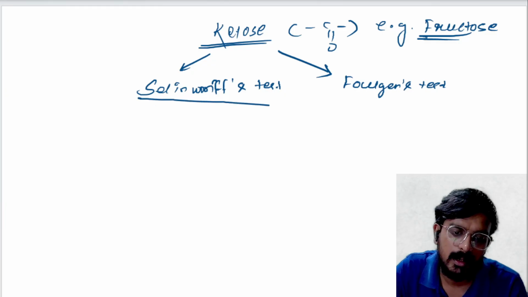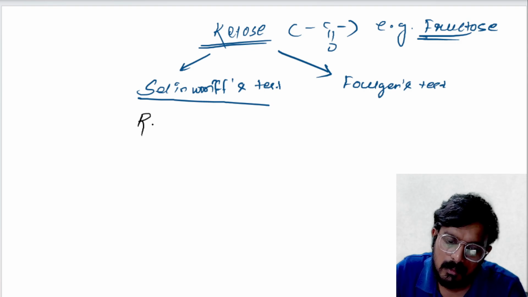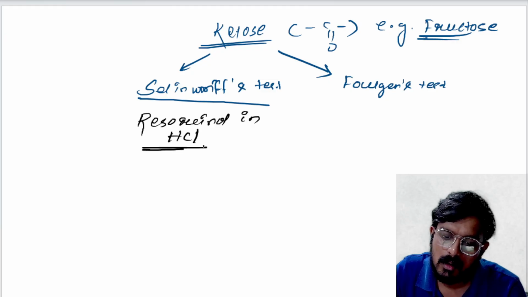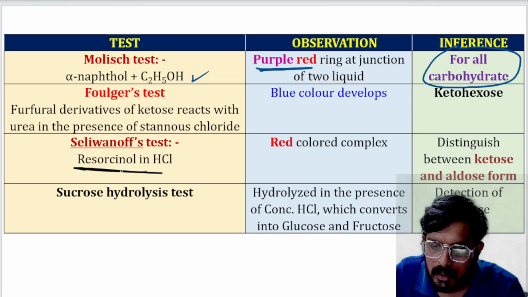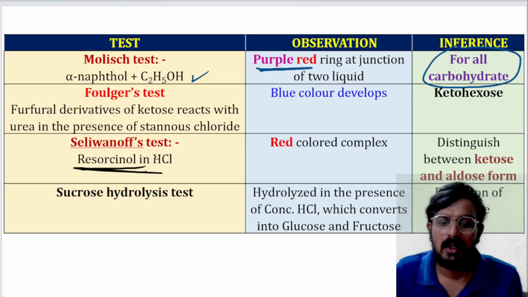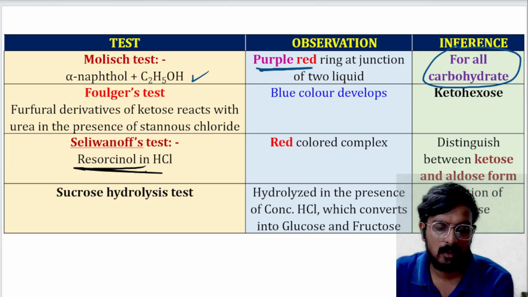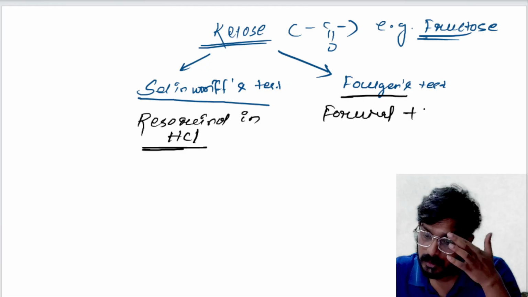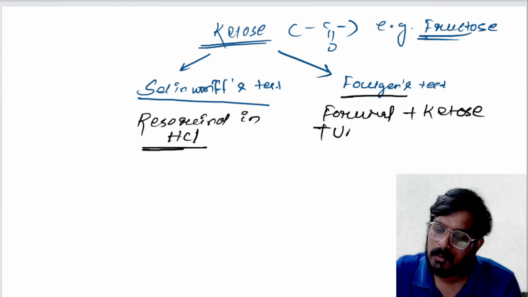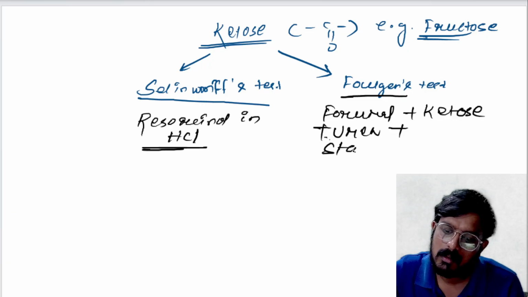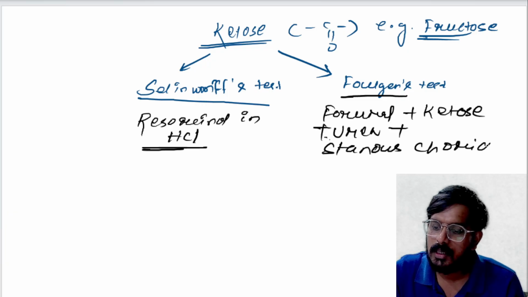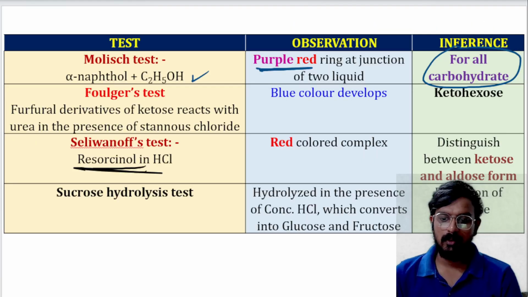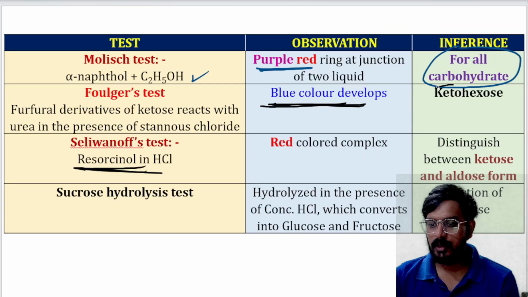So in Seliwanoff test, what happens? Resorcinol in hydrochloric acid. In Fouchet's test, furfural reacts with urea in the presence of stannous chloride. So in this test, furfural plus ketones in the presence of urea and stannous chloride. Both the tests are for the identification of ketones. Ketose example is your fructose. You can see over here, in this test a blue color is developed. This is for the detection of ketose.